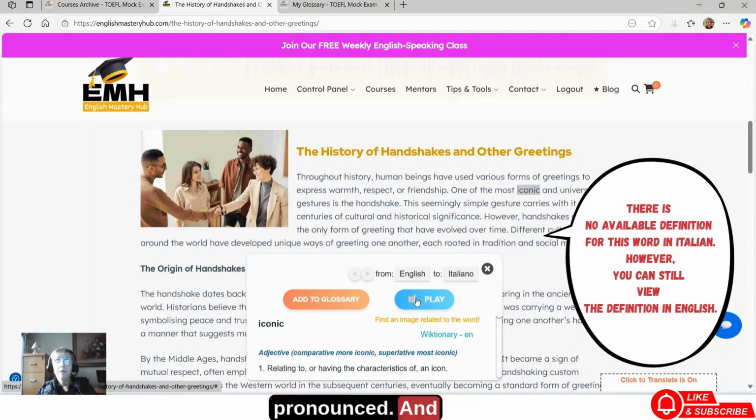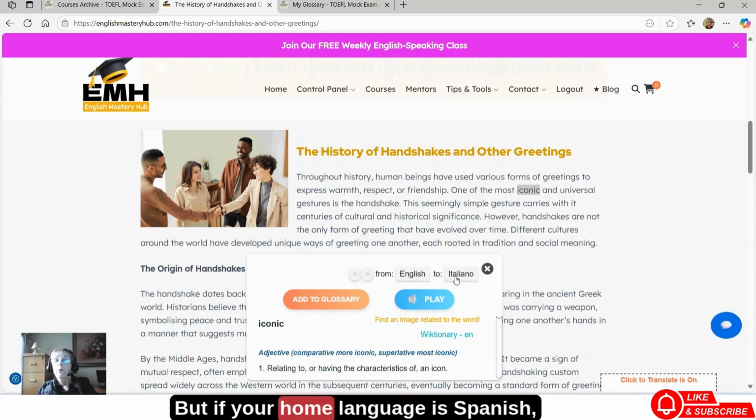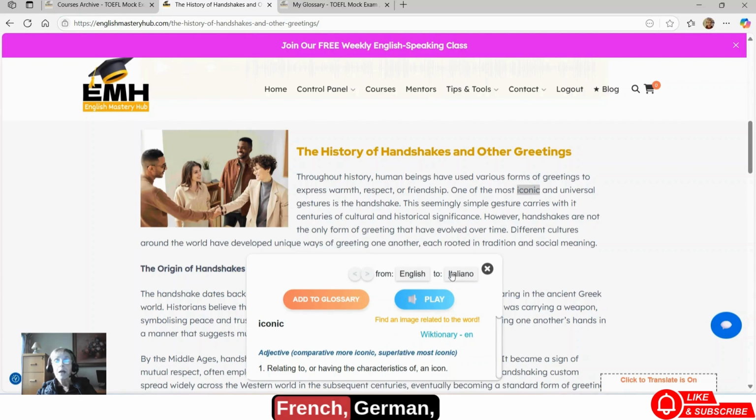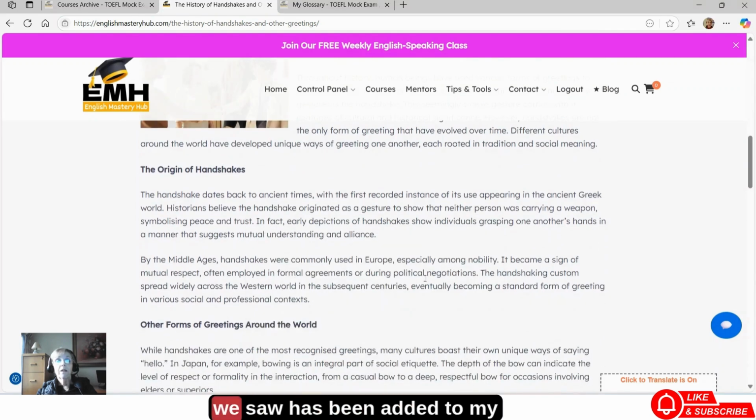is pronounced. And in the top here, you can translate the word from English to whatever your home language is. Currently, I've got it highlighted as Italian, but if your home language is Spanish, French, German, Chinese, whatever it may be, you may translate this into your own language. So the word iconic we saw has been added to my glossary.